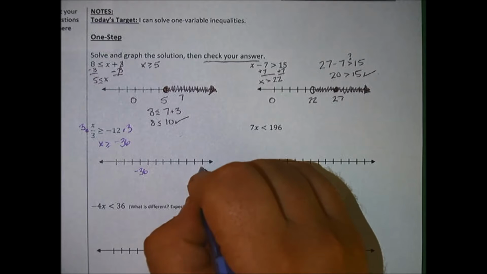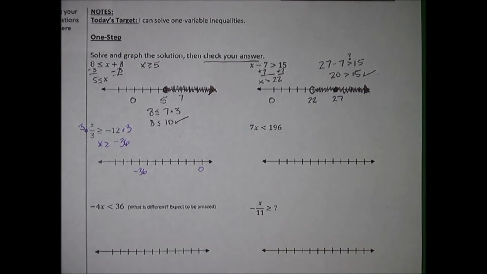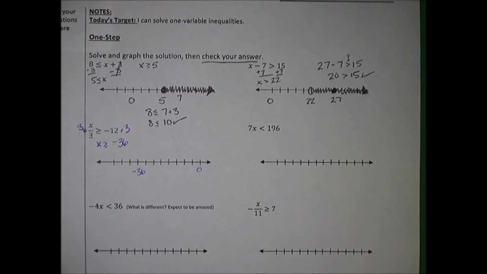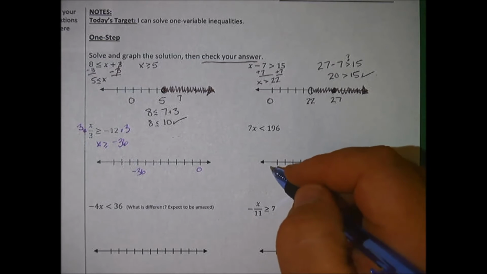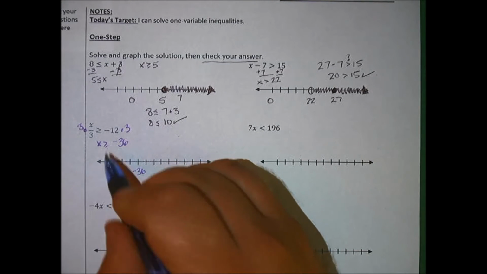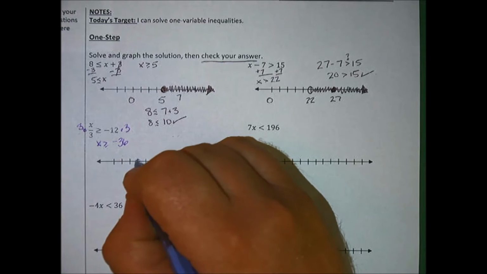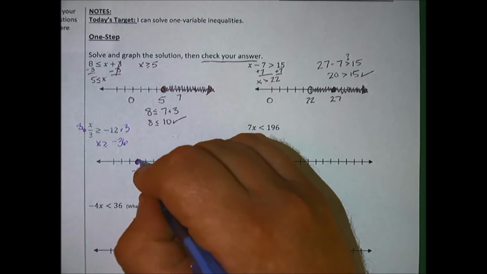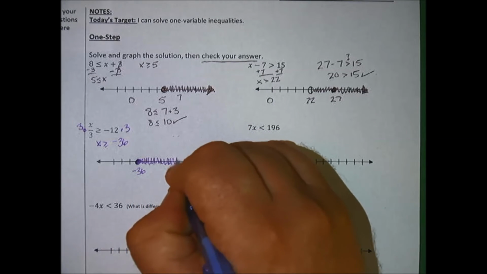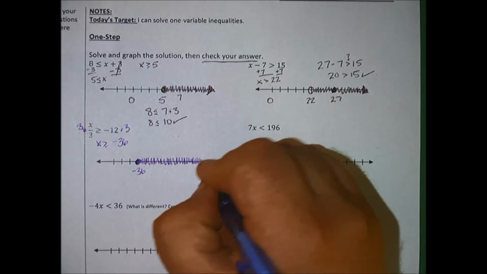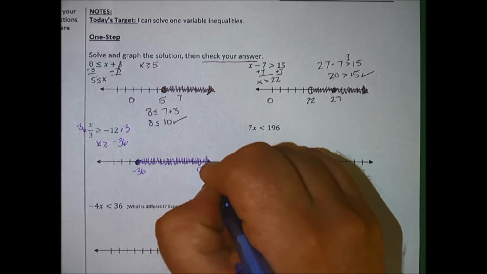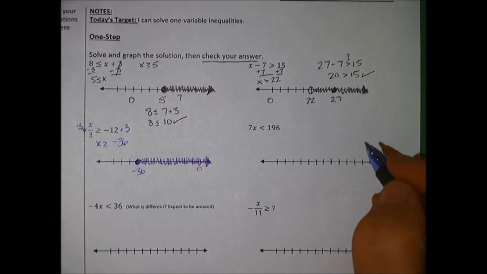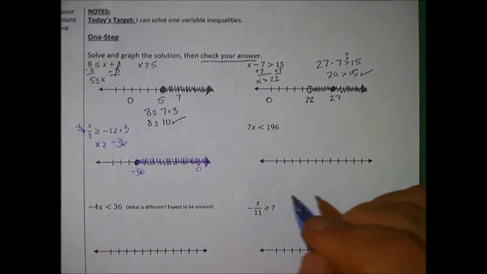That would make 0 over this way somewhere. Okay, and let's just put it there just for kicks. So I want to shade in all the numbers that are bigger than negative 36 and negative 36 itself because of the line under the inequality. So I have negative 36 is a good one. It works. And all bigger numbers live to the right. Okay, bigger numbers live to the right. Shaded that in.